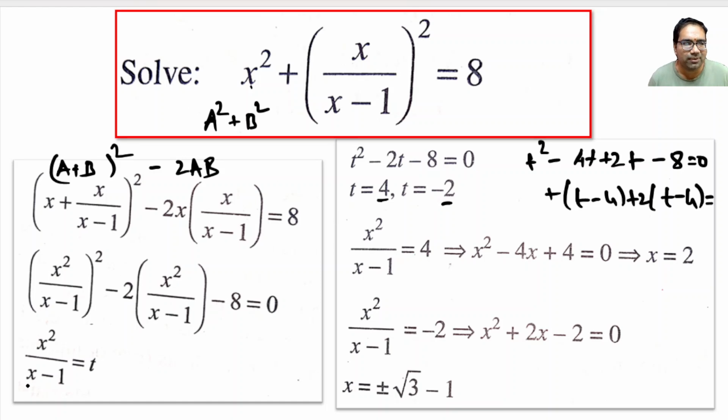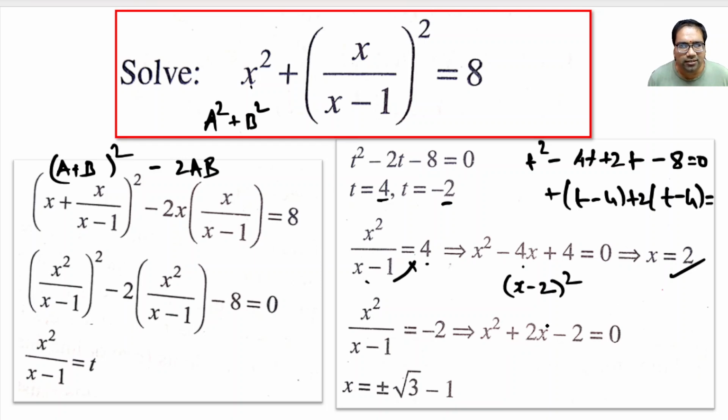What is t? t is our original x²/(x-1). So x²/(x-1) is either 4 or -2. When it is 4, this equation will become x² - 4x + 4, which is nothing but (x - 2)², which means x = 2. This is one solution. What is another solution? x²/(x-1) should be equal to -2. That means x² = -2(x - 1), so x² + 2x - 2 = 0.